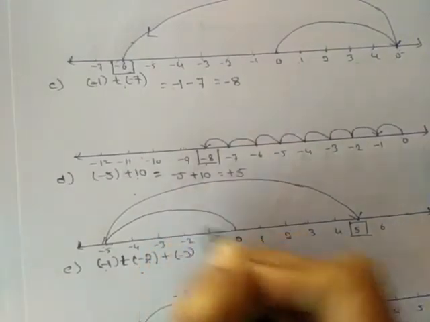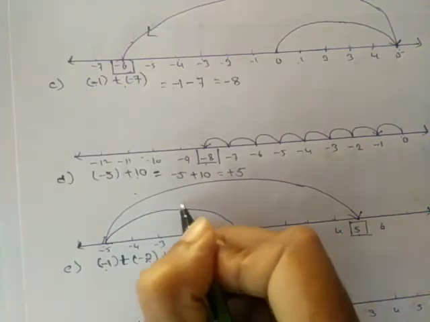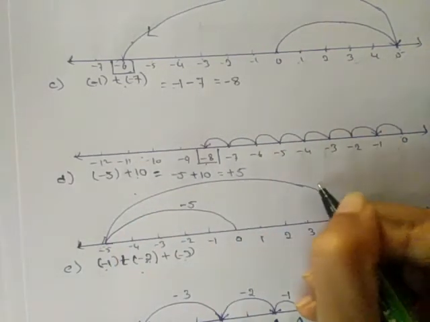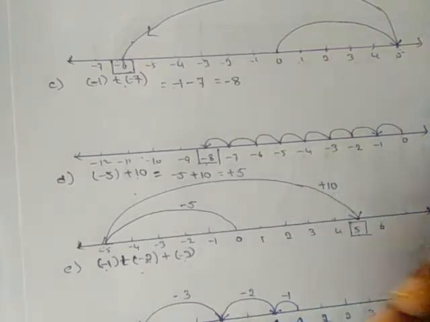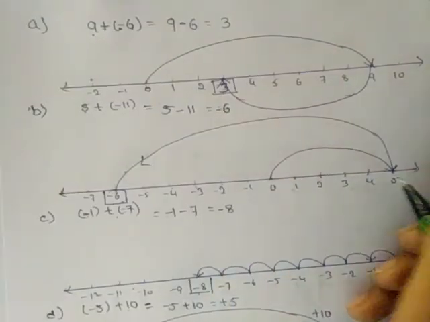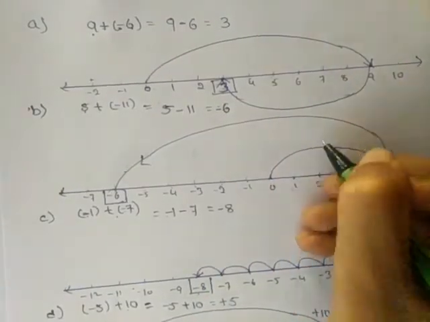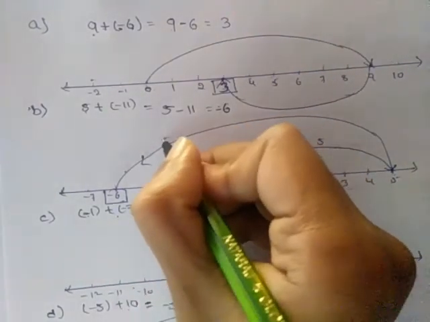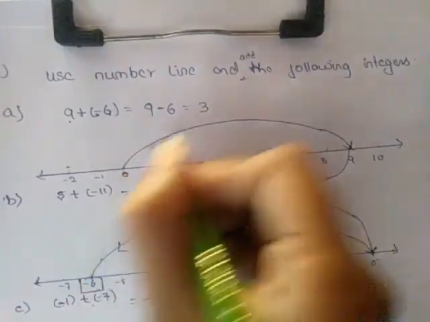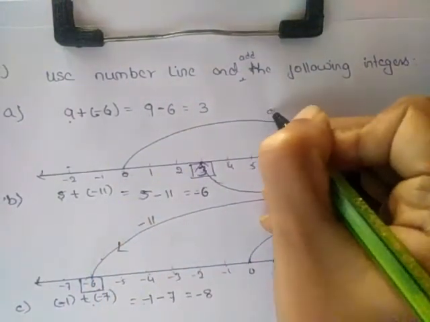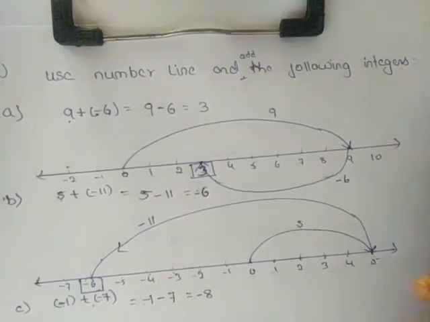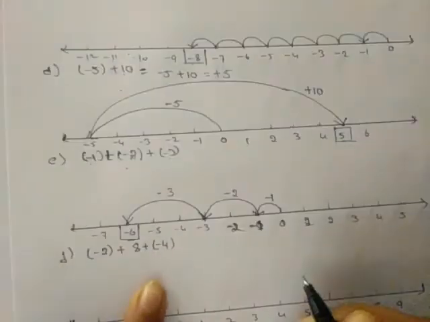And here also you can write. From here to here it is minus 5. From here to here it is plus 10. And here also from here to here 5. Again from here to here it is minus 11. Similarly, from here to here it is 9. From here to here, that is minus 6. Okay.